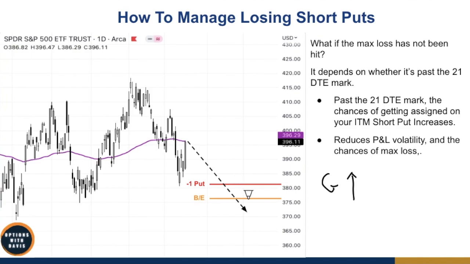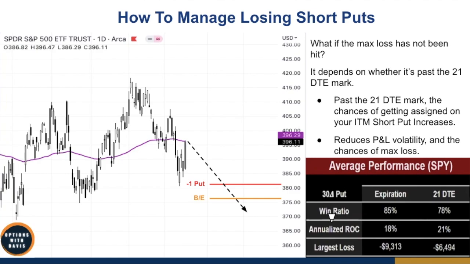So the whole idea of going short, selling premium, is to let theta work for you. But when the gamma gets so big and the pricing gets so volatile, then guess what? Your theta can be overridden by the movement in the underlying stock. You can also see that in terms of average performance, when you manage at 21 days to expiration, it's actually much better, right? Although the win ratio is slightly lower than if you hold to expiration, your return, as you can see, is actually higher than if you hold to expiration.